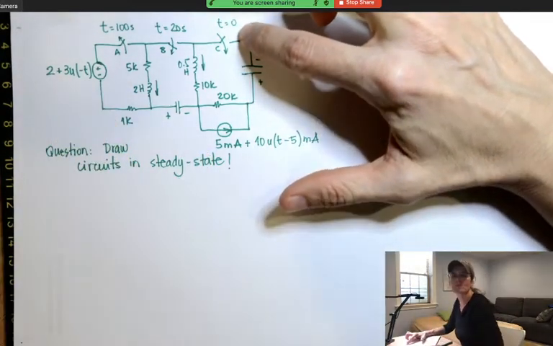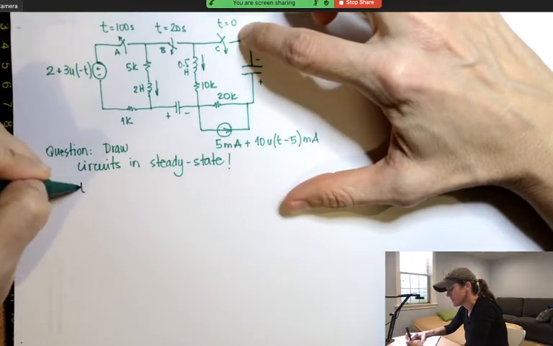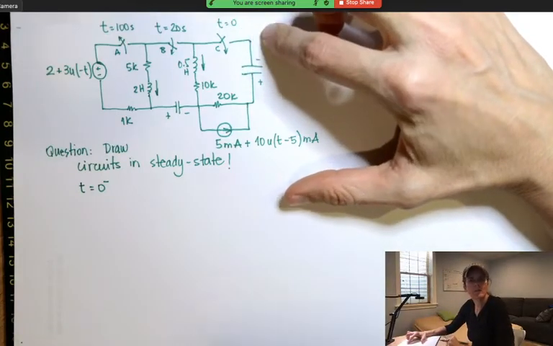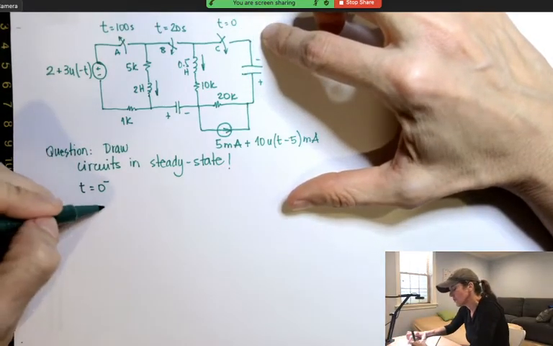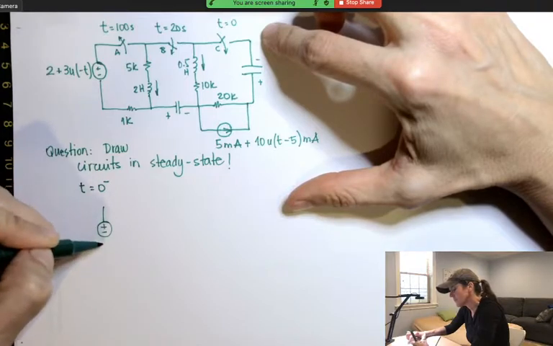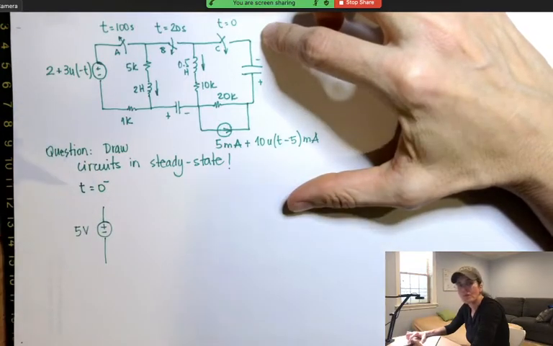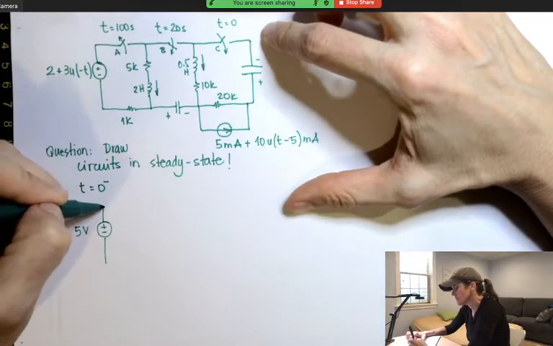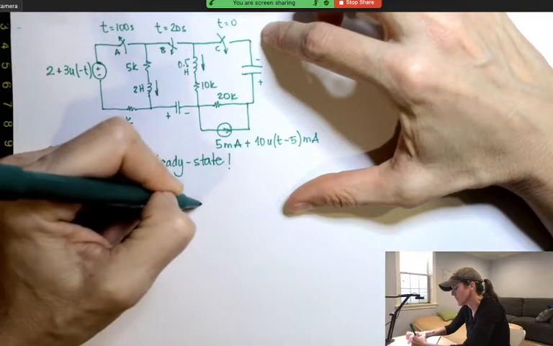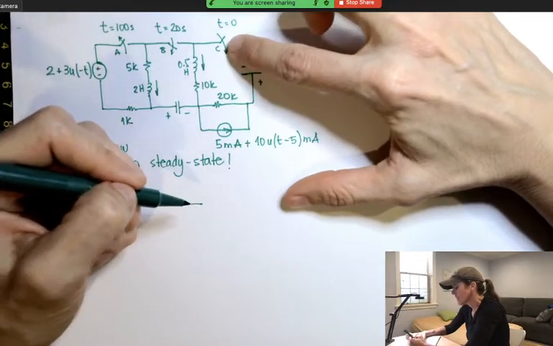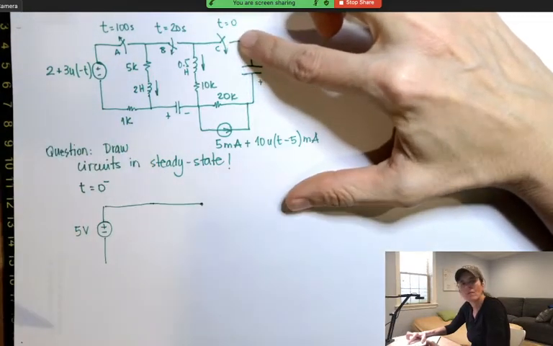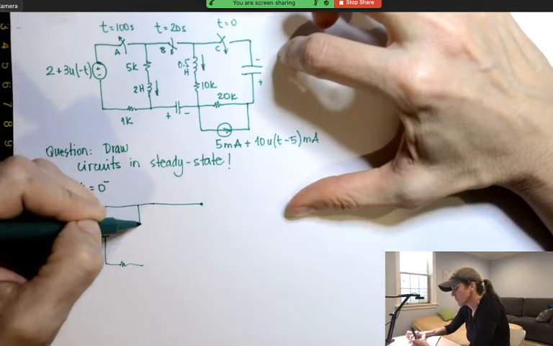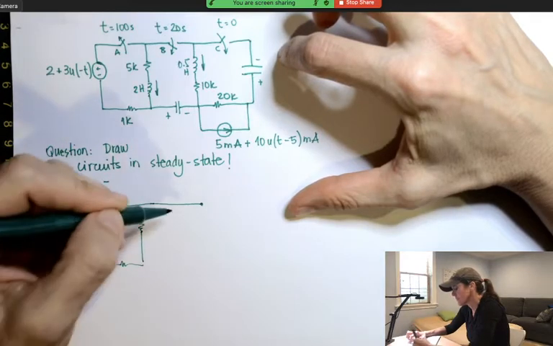So the first circuit that we're going to draw is at t equals 0 minus, just before the switch. The voltage here will be 5 volts. If you don't understand that, please ask a question in comments. Until t equals 100, this switch is closed. Until t equals 20, the switch is closed. And this one is open until 0 minus.